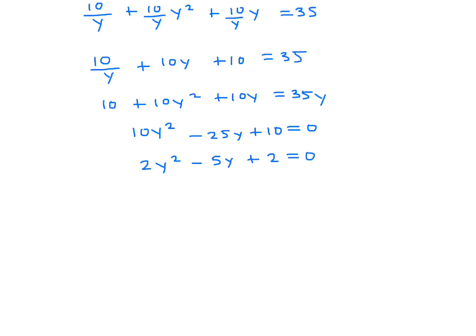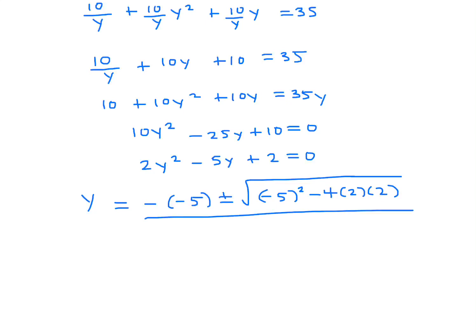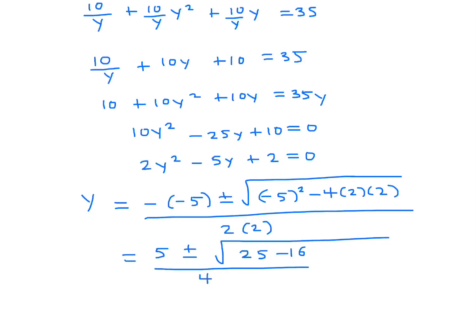I don't think this factors, so we have to unfortunately use our quadratic. That's okay. Minus b plus or minus the square root of b squared minus 4ac, like that, all over 2a. So this becomes 5 plus or minus the square root of 25 minus 16 all over 4. And this is 5 plus or minus the square root of 9, which is 3, all over 4. So 5 plus 3 over 4 is 2, and 5 minus 3 over 4 would be 2 over 4, which is a half.